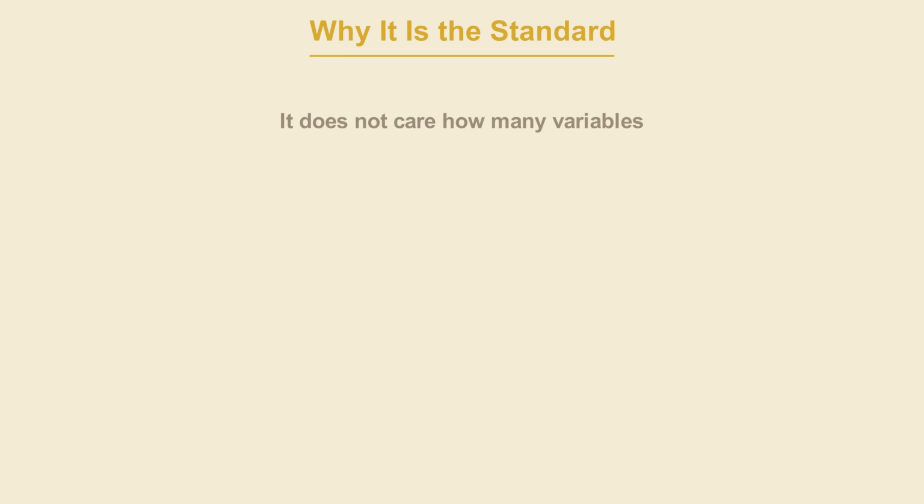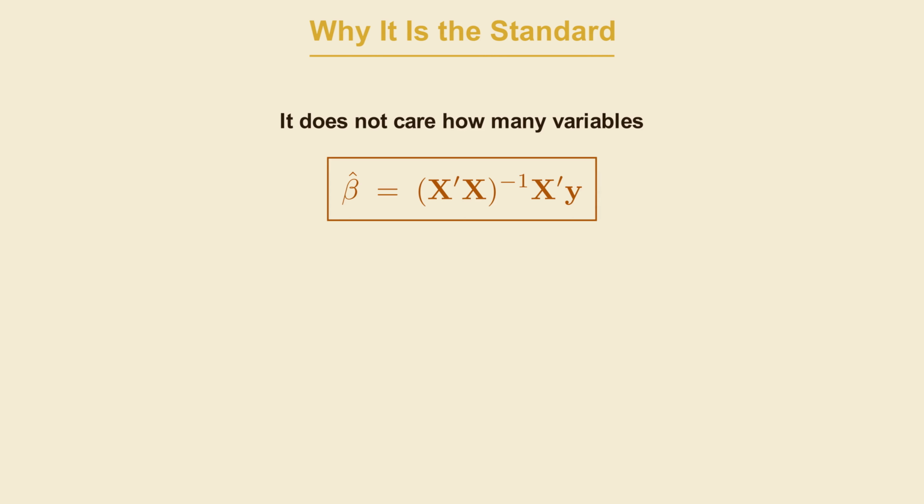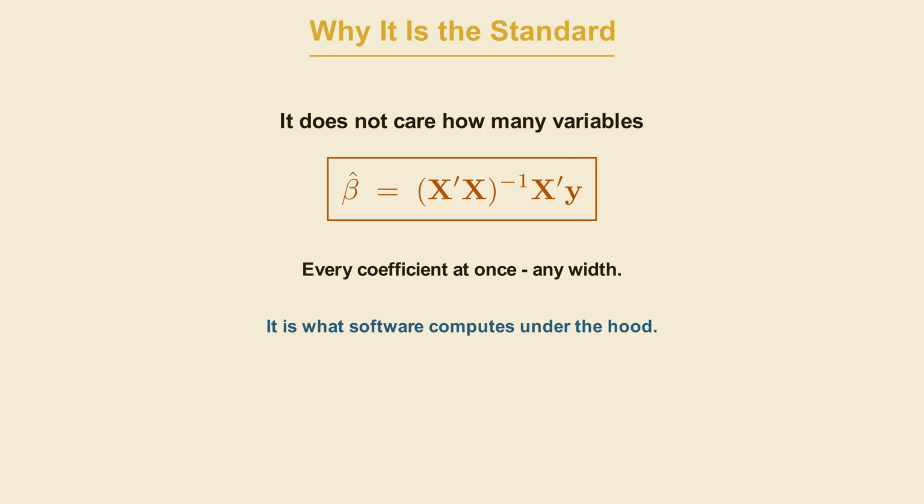So what's the advantage of using the matrix form over using the covariance variance formula? The main benefit is that it doesn't care how many variables you have. Stack a second column into X, a third, a tenth, and beta hat equals (X transpose X) inverse times X transpose y. We still have the same formula. Every coefficient all at once, no matter how wide the model gets. That's why matrix form is the standard notation. It's what your computer is actually doing under the hood when you run a regression, and it's the foundation for standard errors, the tests, and the diagnostics that come later in the module.